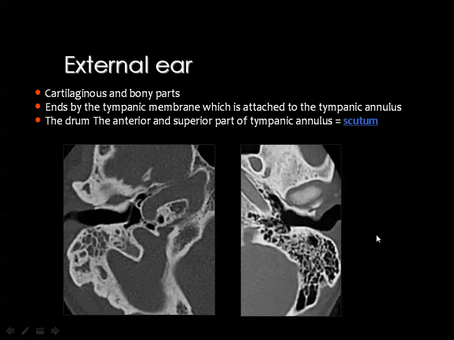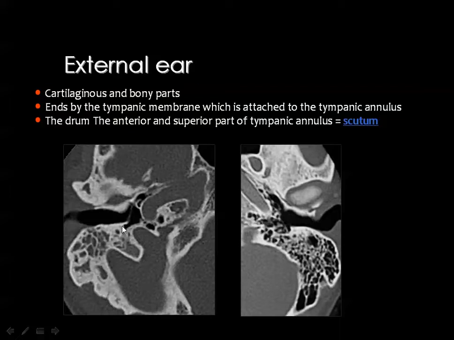Then, starting by the anatomy of the external ear, which is the simplest. The external ear is a canal which is filled with air connected to the outside of the body, and it has two major parts: a cartilaginous portion and a bony portion. The external ear is usually filled with air, and there may be some earwax inside the external auditory canal. Then the external auditory canal will end by the eardrum.